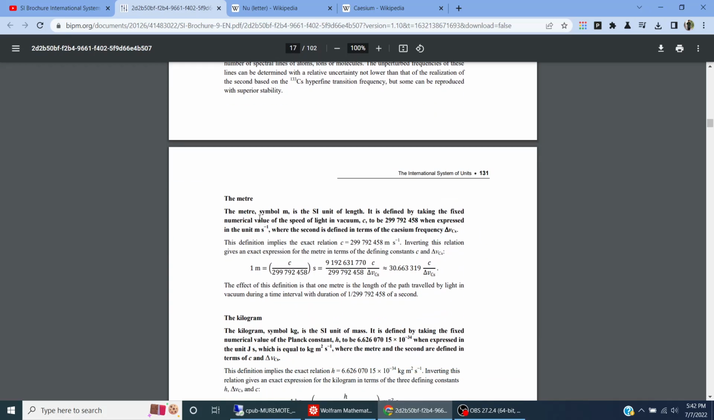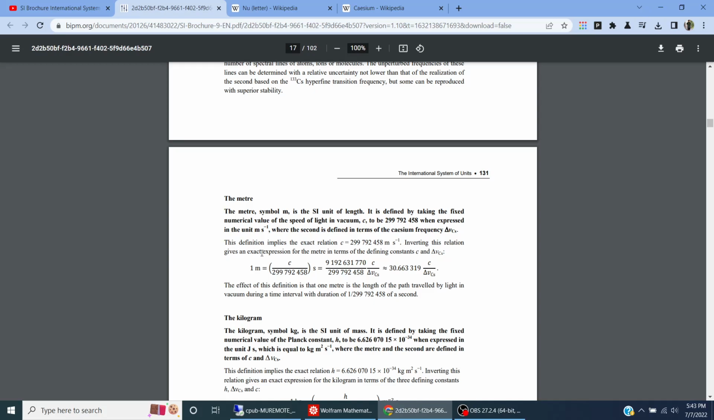The meter, symbol m, is the SI unit of length. It is defined by taking the fixed numerical value of the speed of light in vacuum c to be 299,792,458 when expressed in the unit m s^-1, or meters per second, where the second is defined in terms of the cesium frequency. This definition implies the exact relation c equals 299,792,458 meters per second.